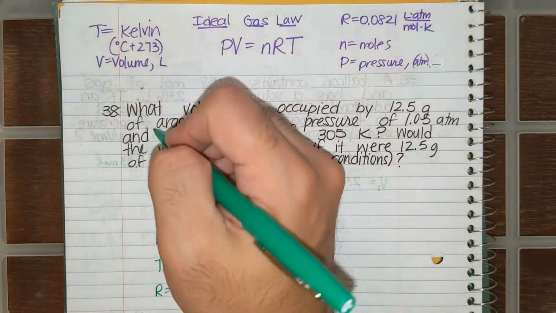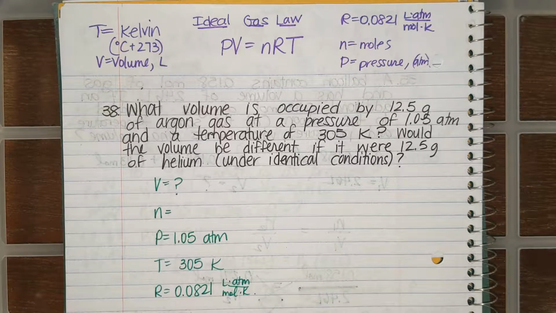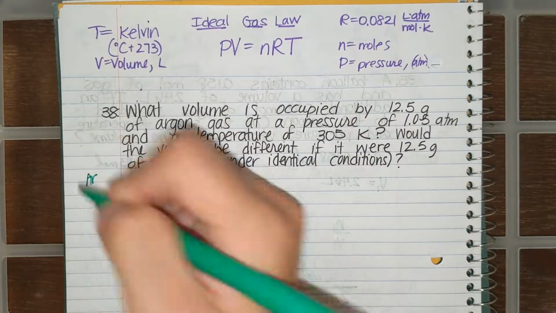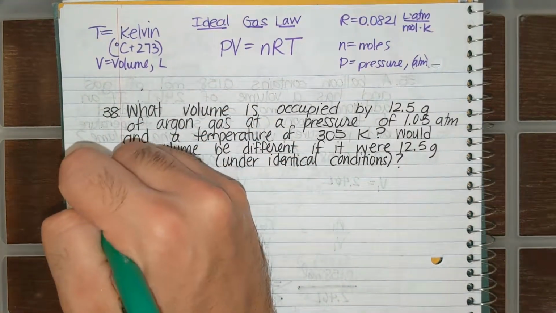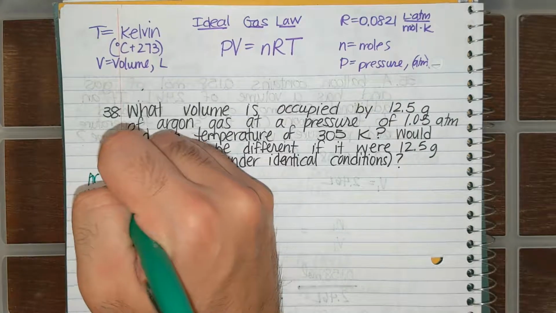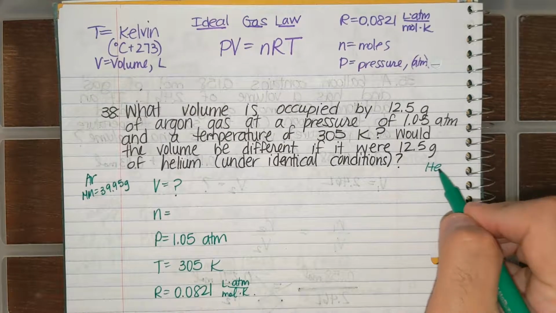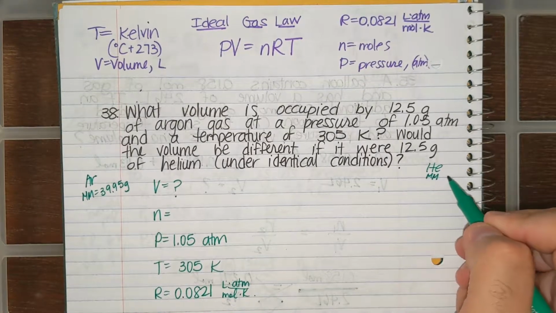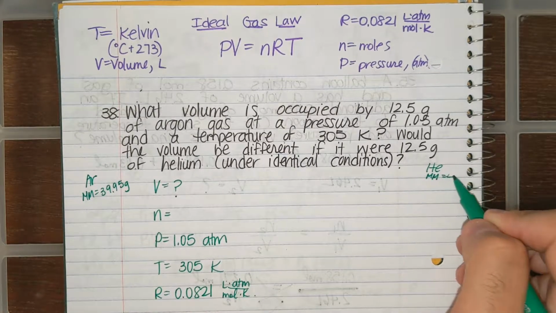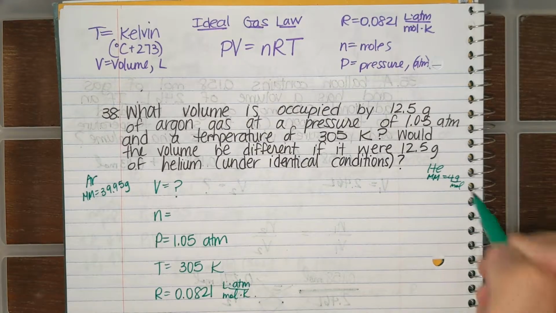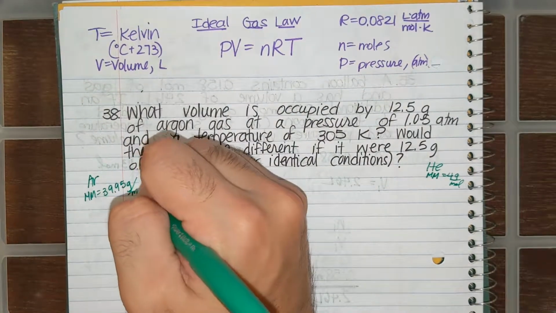Now, if I look up argon anywhere, argon has a molar mass of 39.95 grams per mole. And then, just in case later, helium has a molar mass of about 4 grams per mole.